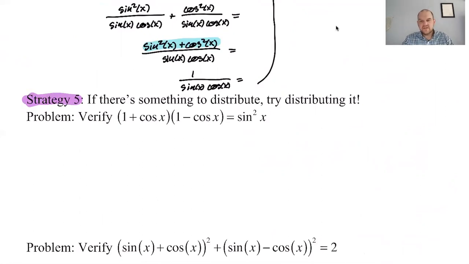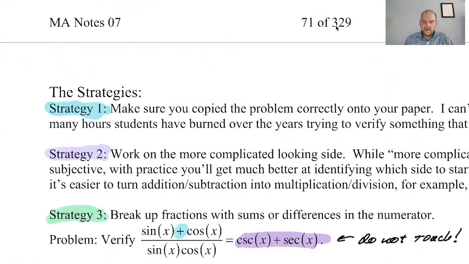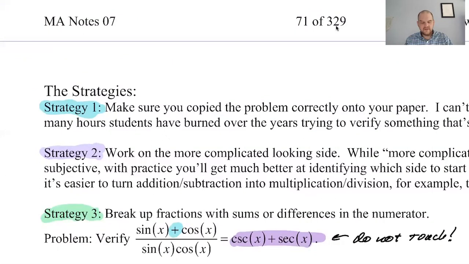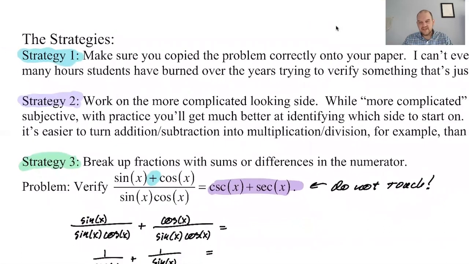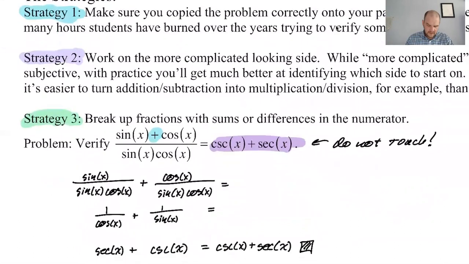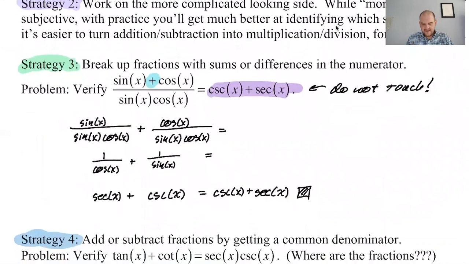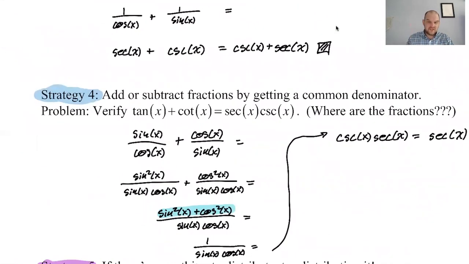What is this strategy? So let's review them really quickly. Make sure you copy the problem correctly. That one should go without saying, but it needs to be said. Strategy 2, work on the complicated side, where experience will eventually tell you what's complicated. But also, if you just look at it, you're usually like, that looks more complicated than that. Like, it's not that hard. Break up a fraction if you can. Create a fraction if you can. So add and subtract. Get a common denominator is a common thing to do.